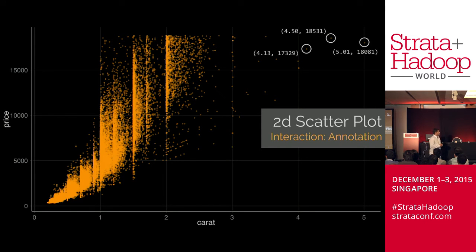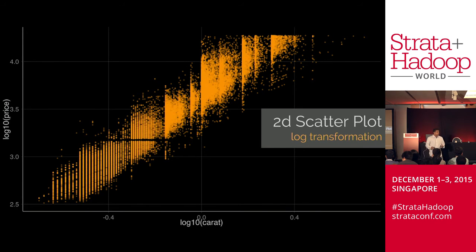One of the first things I would do in a 2D scatter is really look at interaction and annotation. I want to look at, are there some outliers? And yes, there look to be 3 outliers here, which I've highlighted. I'm going to talk a little bit about the interaction required in each one of them, because that also plays a part in visualizing multidimensional data, right?